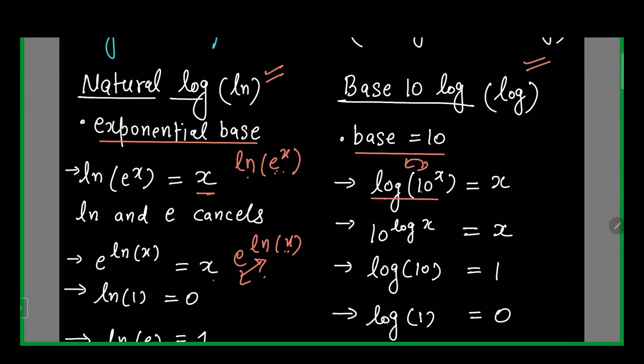So log and 10 will cancel each other and you will be remaining with x. In natural log, ln and e were cancelling each other because the base was e. But in this, log and 10 are cancelling each other because the base is 10. Similar thing you can do here. 10 raised to log x, so 10 and log will cancel each other and you will be remaining with x.